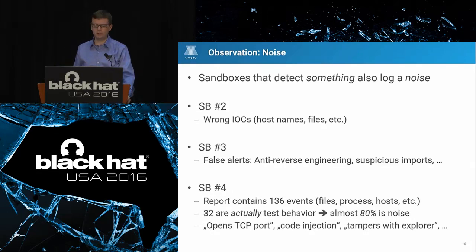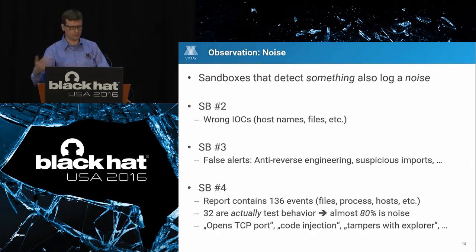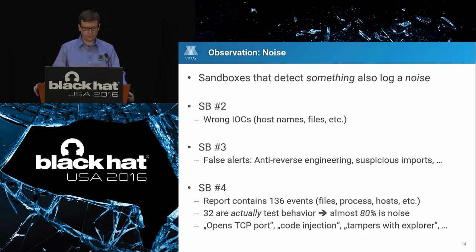An event is something like a file was accessed, a process was accessed, but also a certain behavior that was detected. And if you just go through that and try to extract the events that are actually related to what the test cases do, even if you're not strict in doing so, you will come up with a number such as 32. And this means almost 80% of these events are noise.